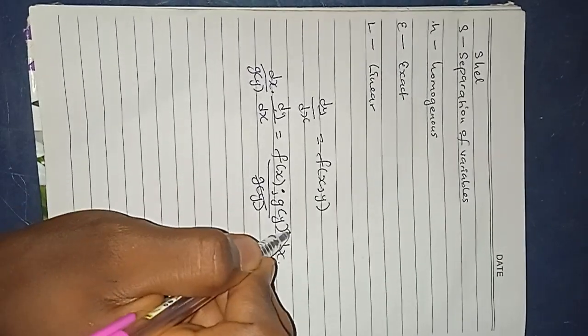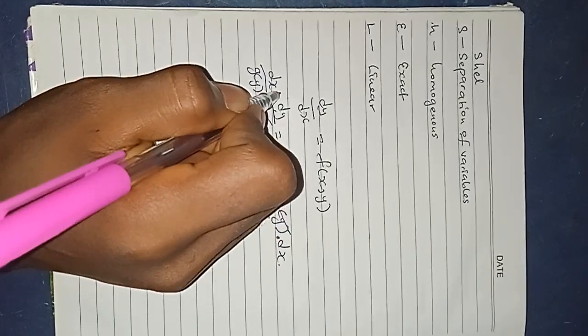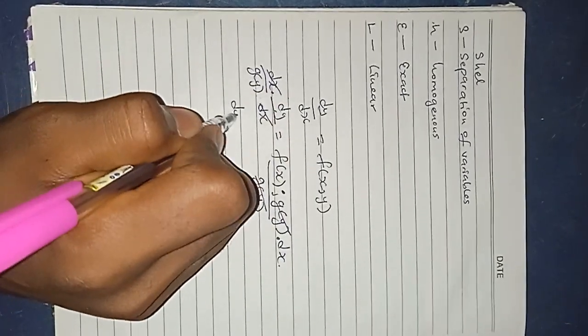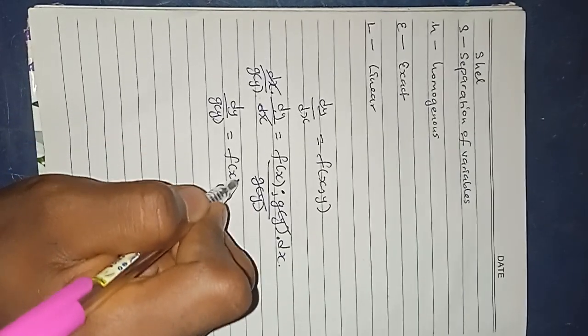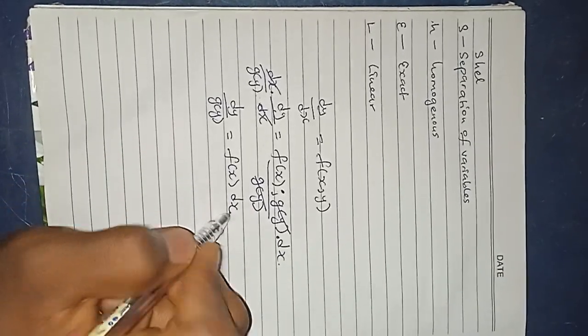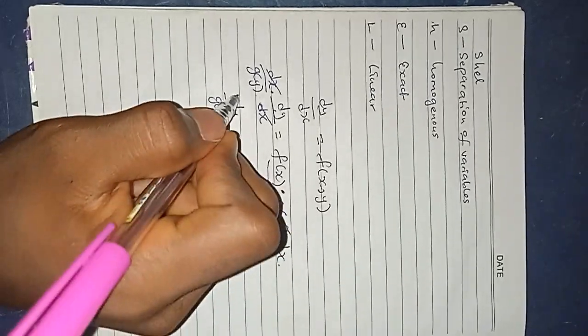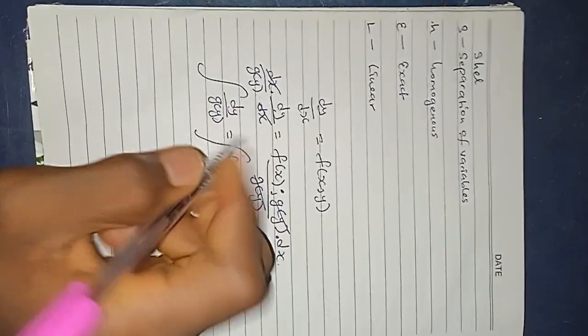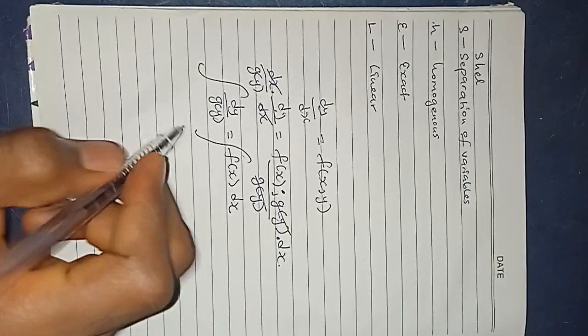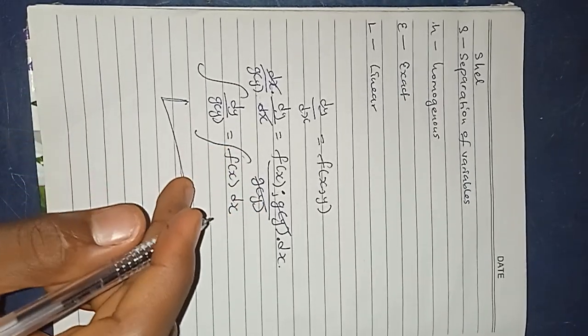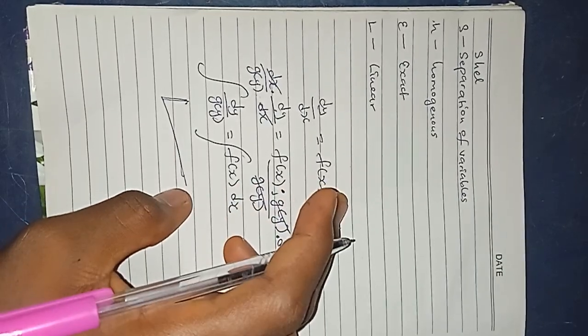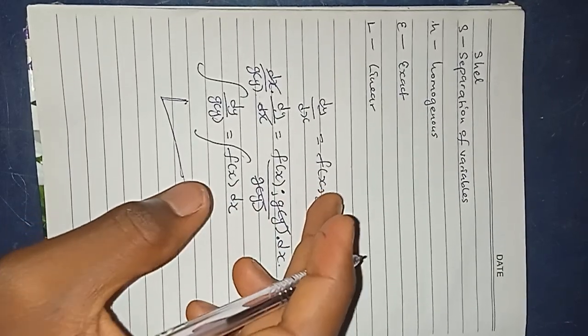So this g of y will cancel this g of y, and this dx will cancel this dx. We now have only dy over g of y, which is equal to f of x dx. The next step is to integrate. You integrate both sides. Whatever you get from the integration of both sides is the general solution to the ordinary differential equation, and you have successfully solved it.